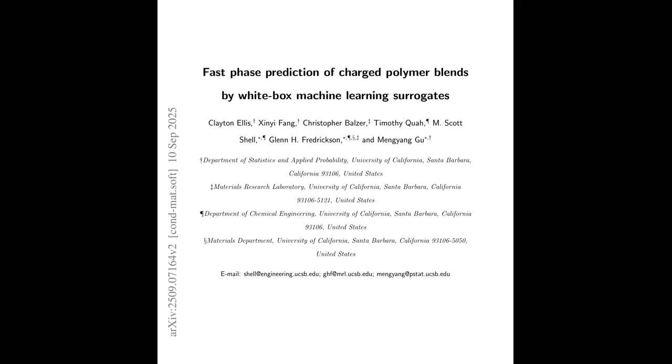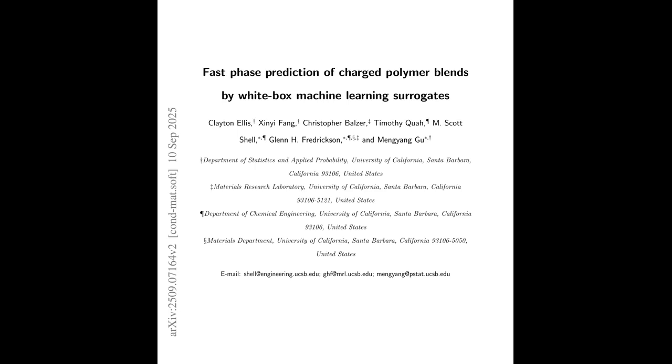This paper addresses the challenging problem of predicting phase behavior in charged polymer blends, a topic important for designing advanced polymer materials with desired properties. Understanding how different charged polymers blend and phase separate is critical because it informs material design for applications ranging from coatings to membranes. Traditional simulation techniques, such as the random phase approximation (RPA), are computationally expensive and time-consuming, hindering rapid exploration of large parameter spaces.